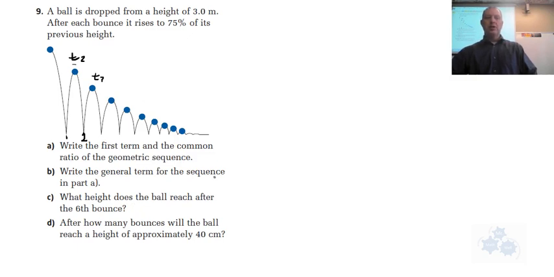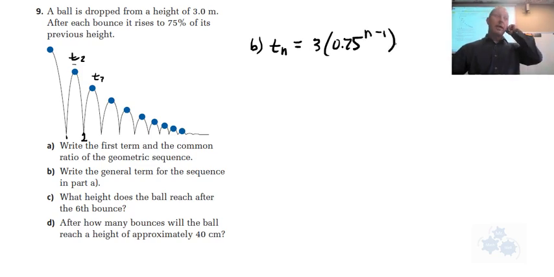What is the general term here? What's the general term for this? What'd you get? T of n equals 3 times 0.75 to the power of n minus 1. Okay, so that's the general term. Everyone's good with that? Okay, so here's T1, 3 meters. That's right here, T1. 75% of its original height, so multiplied by 0.75 is the R.